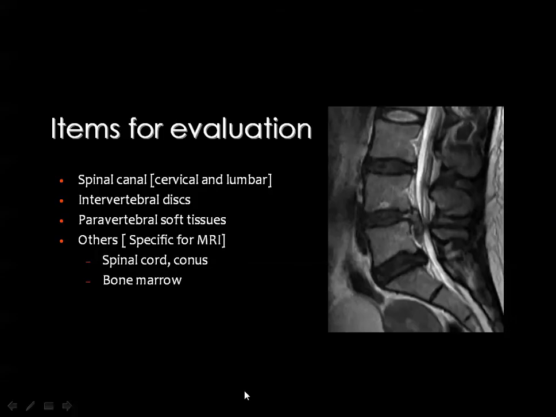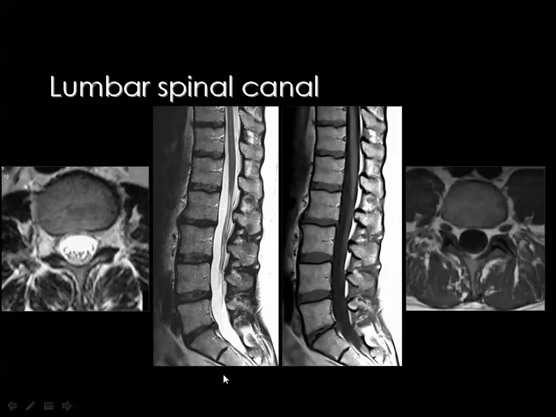Then what are the items to be evaluated in the spine by MRI? Of course, you need to know something about the spinal canal, if it is normal or narrowed. What about the discs, if there is any disc bulge or herniation? What about the prevertebral shadows? And there are some benefits of MRI which cannot be obtained by any other imaging modality. These are the ability for evaluation of the spinal cord and also the detection of bone marrow abnormalities.